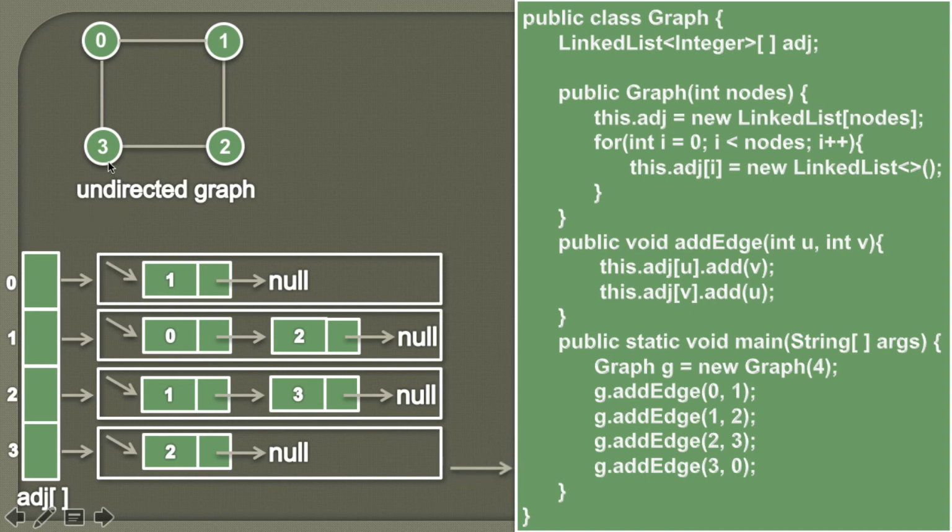in the last step there is one more edge from vertex 3 to vertex 0. So we'll pass the values 3 and 0. In the first step, to the linked list at index 3 we will add the value 0. So it would look something like this. Moving ahead, and similarly to the linked list at index 0 we will add the value 3.